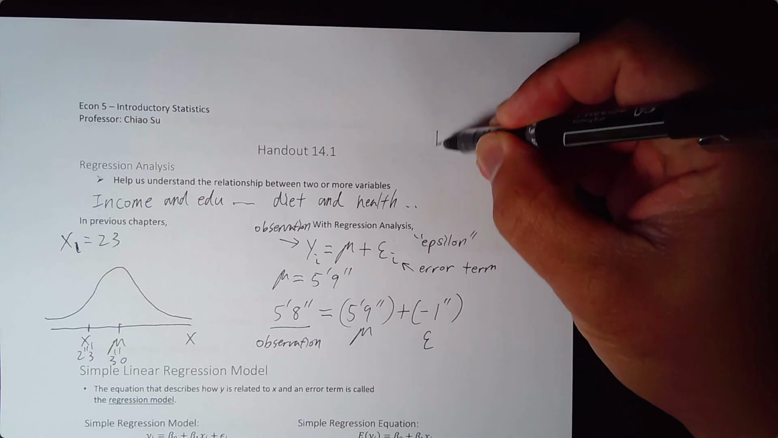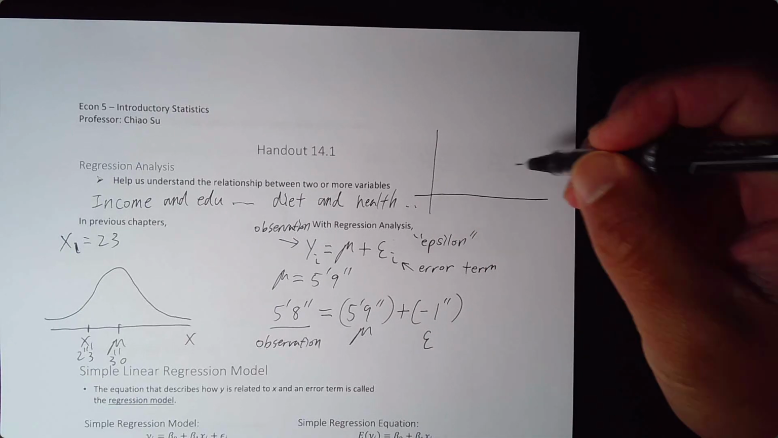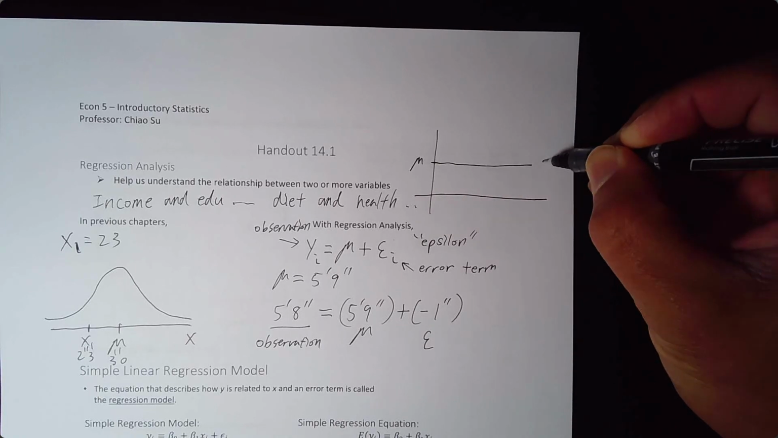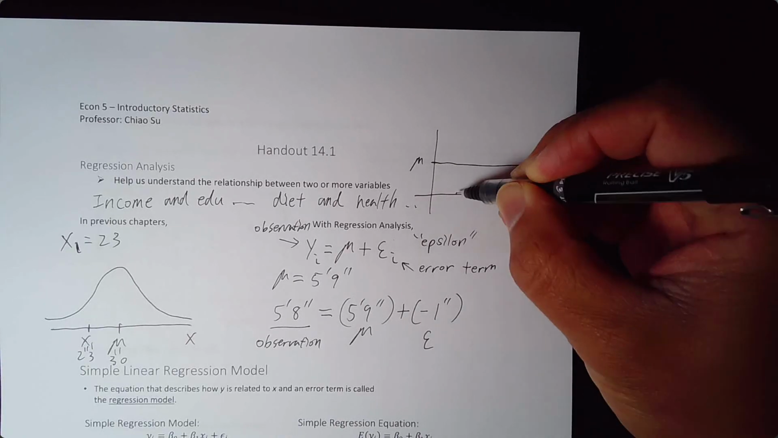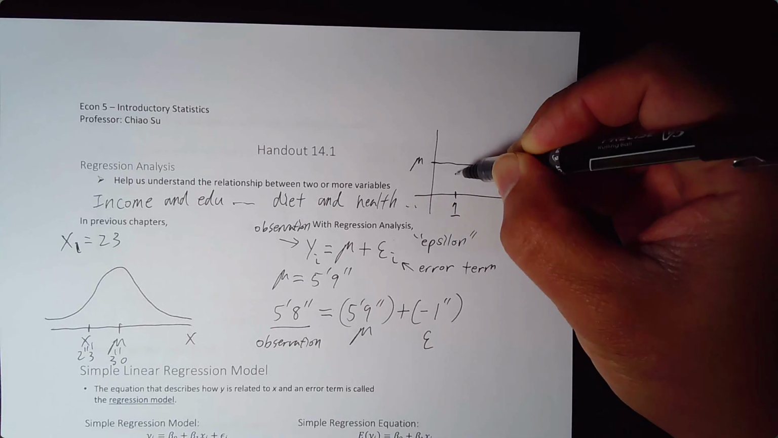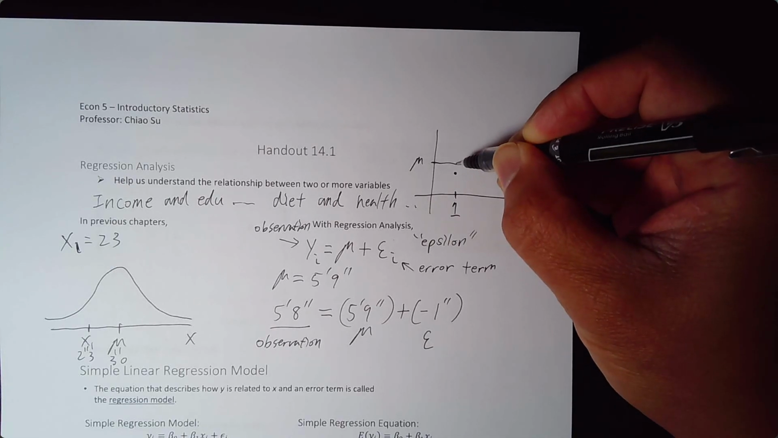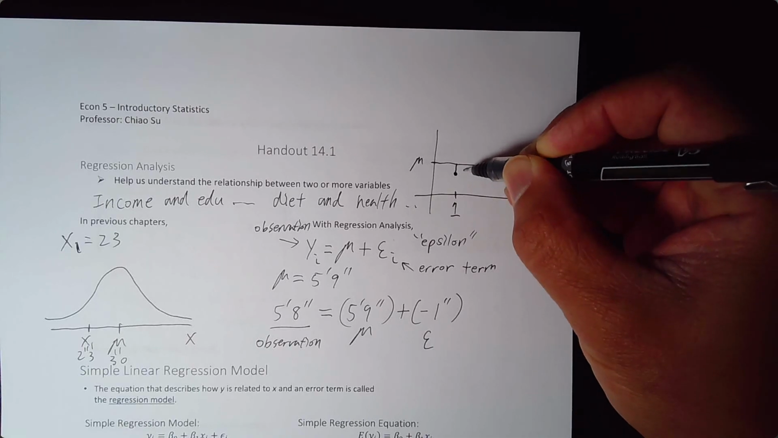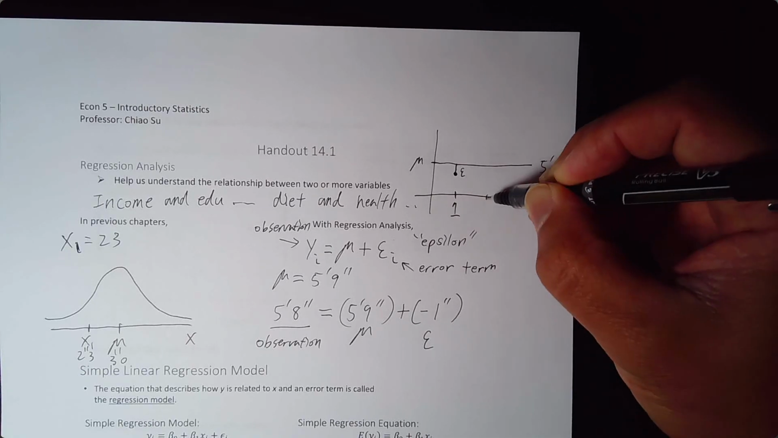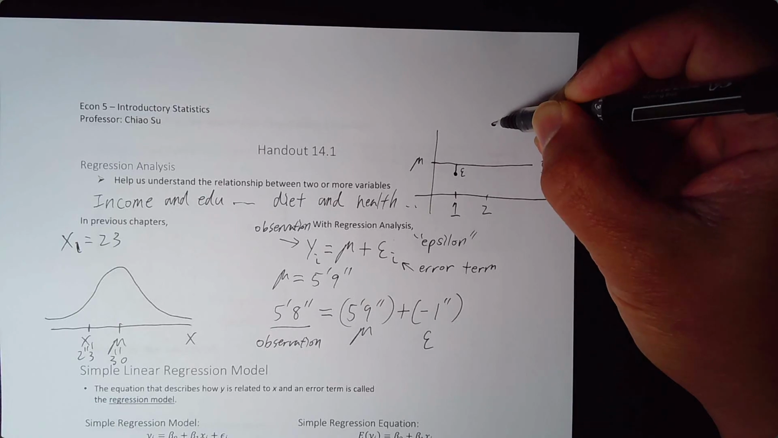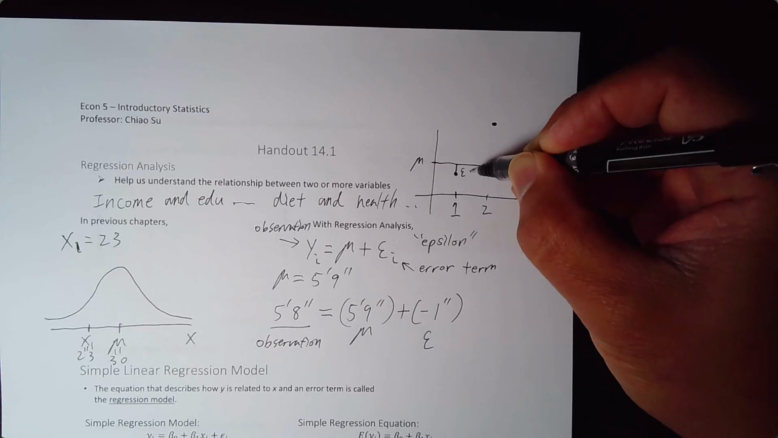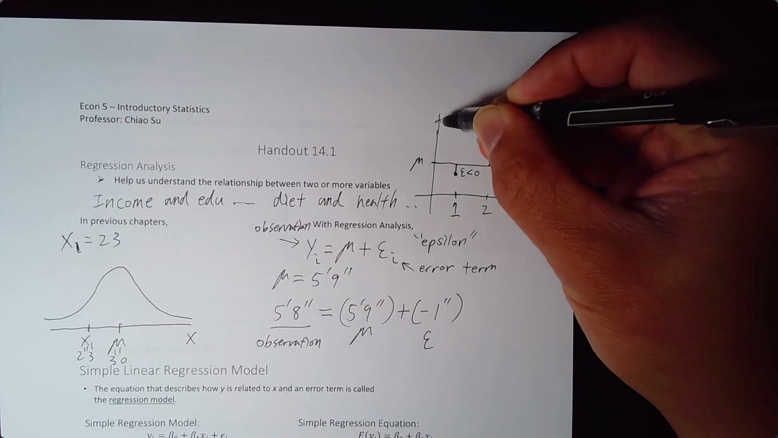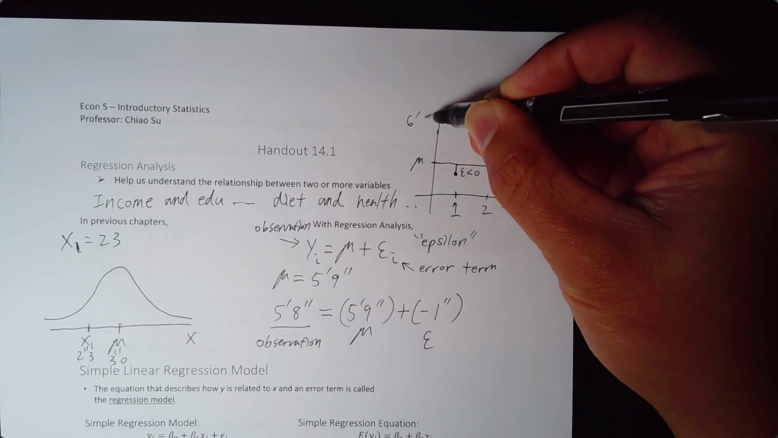Another way to think about it, let me see if I have room here. I can draw a graph here. Another way to think about this is you have mu here in the middle. So here again we have 5'9". Say the first person here is 5'8". The deviation is the distance from the mean to this person. So here is epsilon. A second person could have an epsilon that is positive. Everything below the mean is negative epsilon. A person here could be super tall, like 6'10".